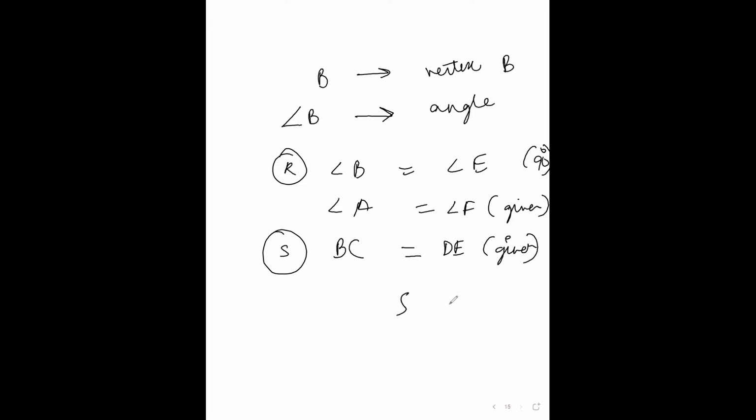What does SAS mean? SAS means you have two sides and one angle. Do you have two sides over here? No. What all do you have over here? We have a right angle and two angles. Basically we have two angles and one side. Two angles and one side means which rule can we use?